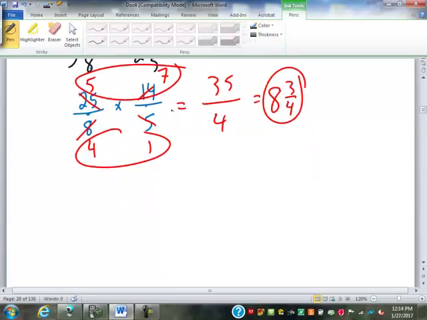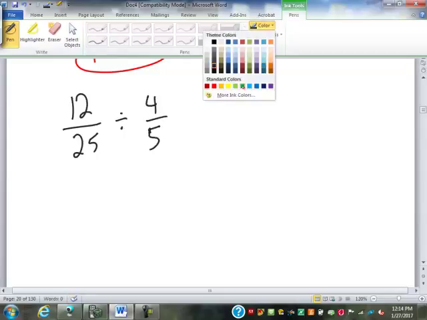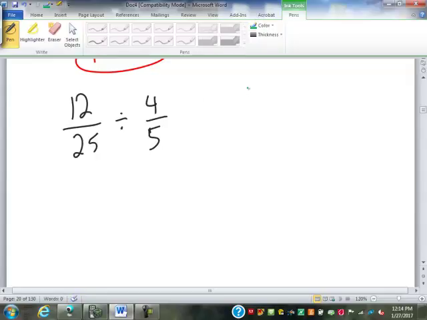Let's do division. We said that division follows the same rules as multiplication. When we multiply, we just multiply straight across. Does that mean I can just divide straight across? Can I do 12 divided by 4 is 3? 25 divided by 5 is 5? Does that work?